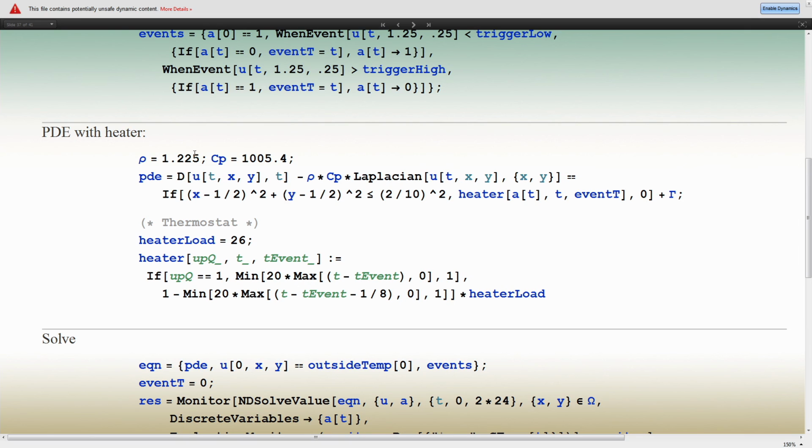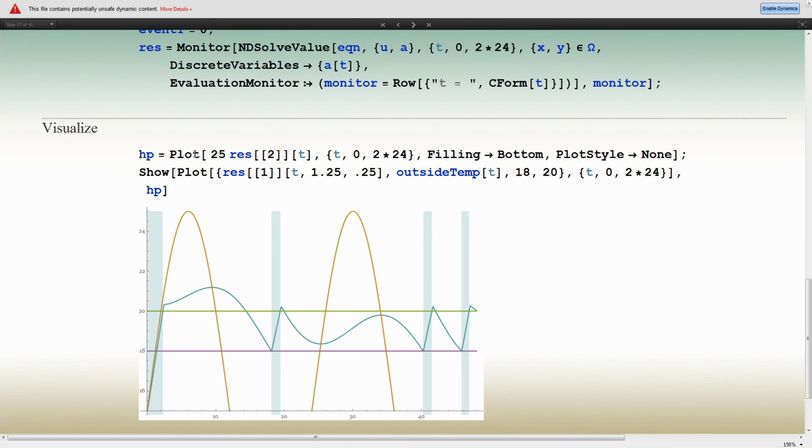That's the heater that's switched on. This heater is also ramped up and ramped down. If you switch on a heater in a room, it doesn't just produce the heat right away. Or if you switch it off, it's still hot and needs some time to cool down. All this information is then plugged into NDSolveValue. It computes an interpolating function. And here is the result for this specific example.